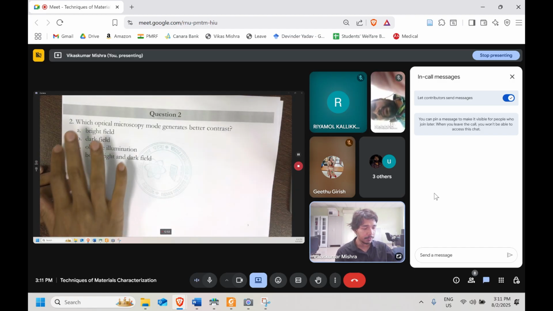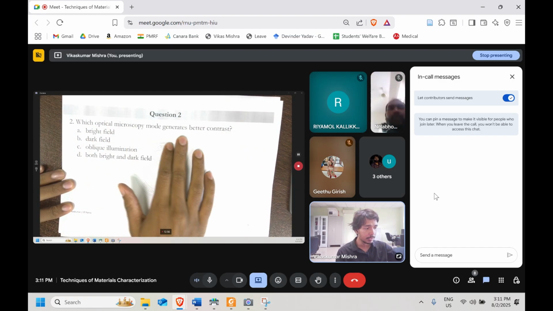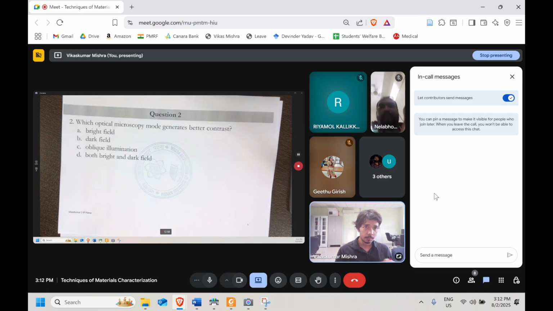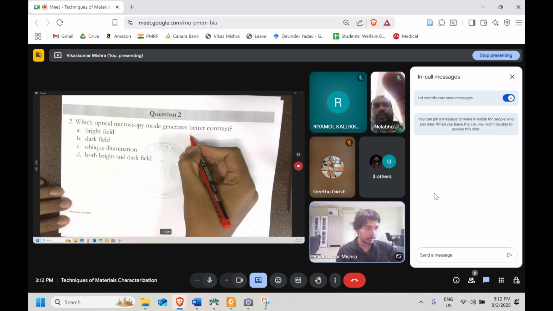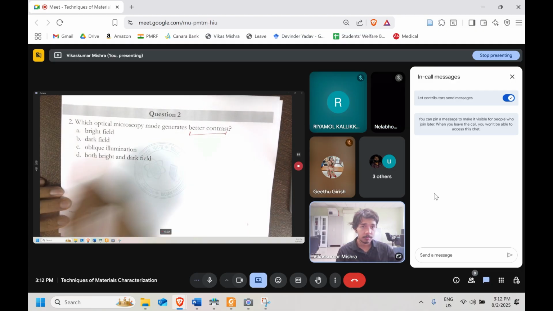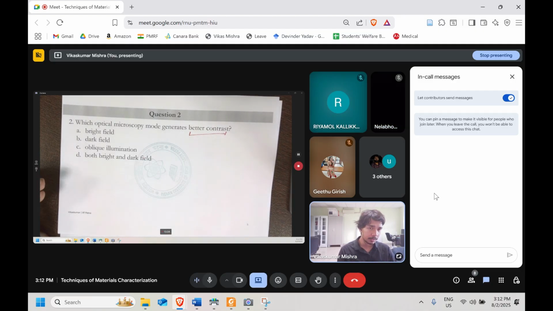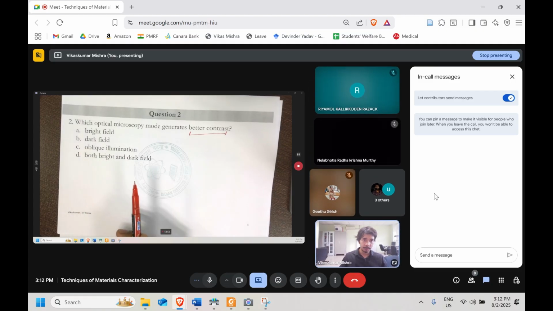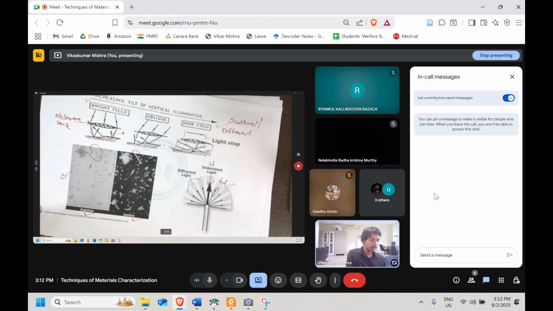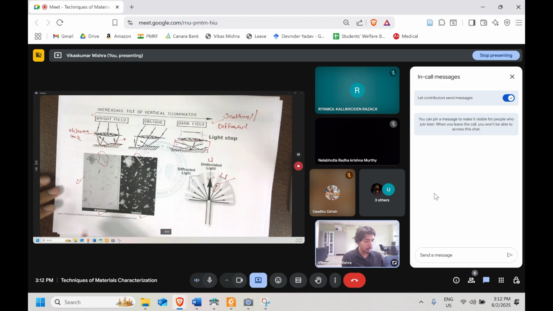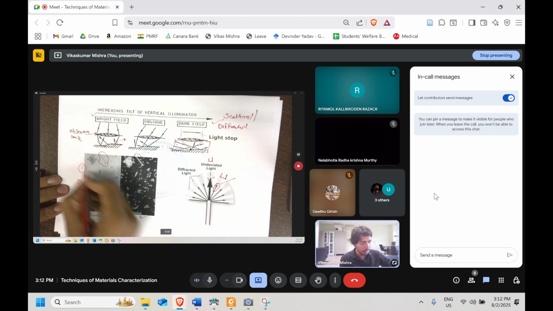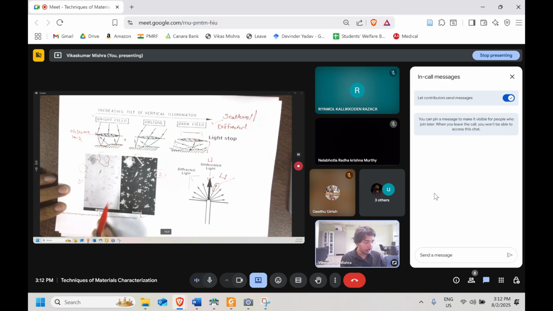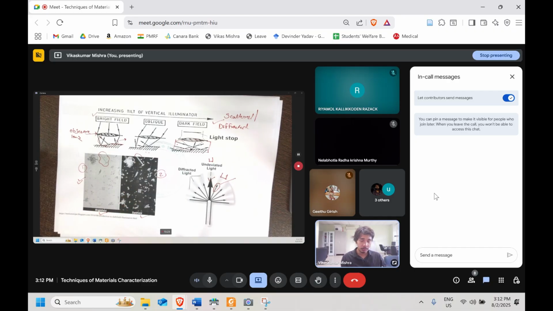The question is saying, which optical microscope mode generates better contrast? We want the better contrast. Which one is going to generate the better contrast? Bright field, dark field, oblique illumination, or both bright and dark field? So here we can see that among option 1, A, and the second one, which one is generating the better contrast? What do you think?